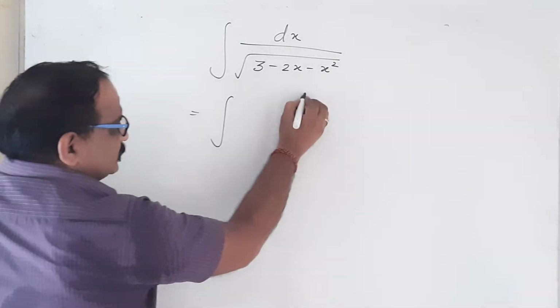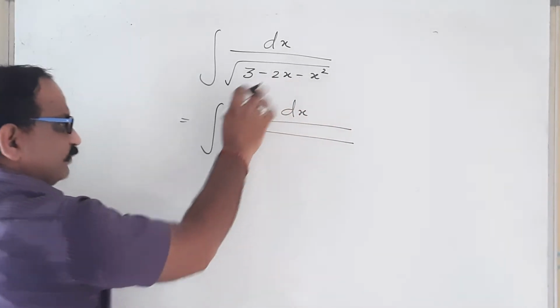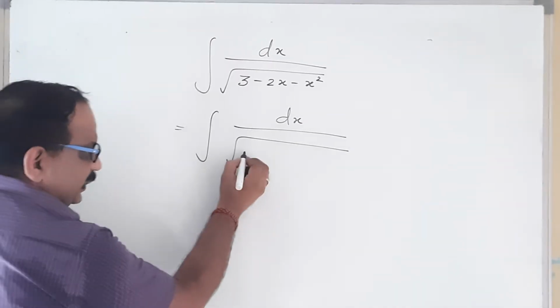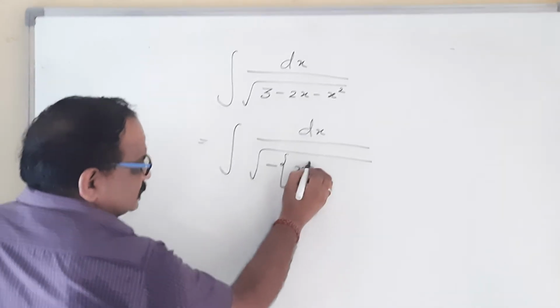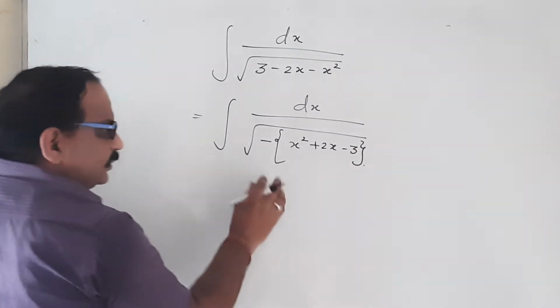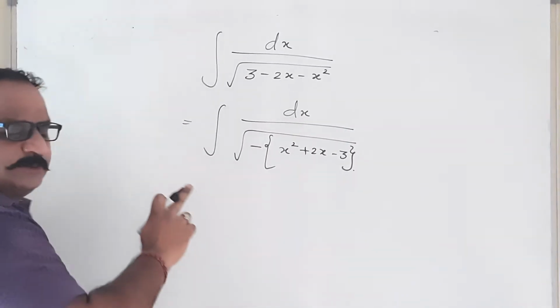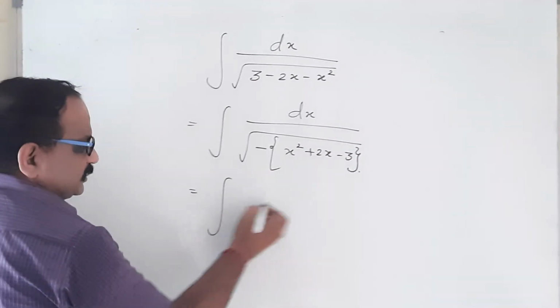For that purpose, what we have to do, here is dx upon the root. We should take the negative sign first as a common component. So the negative sign should be there as a common. Put the braces, and here is x square plus 2x minus 3. Don't forget, this minus should be inside the root. It cannot come out. Otherwise it becomes a complex number. So keep it as such.